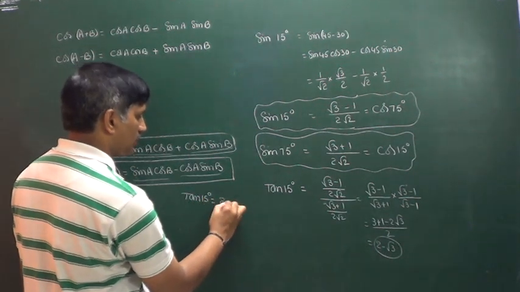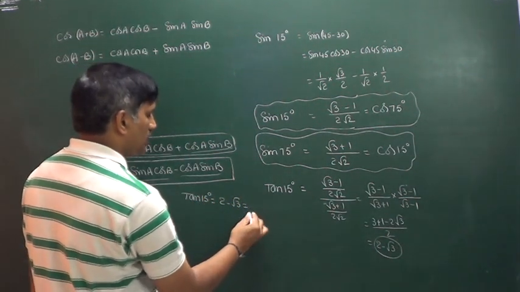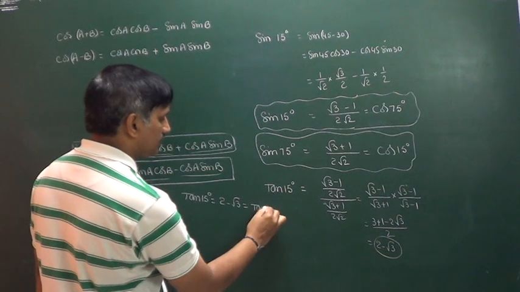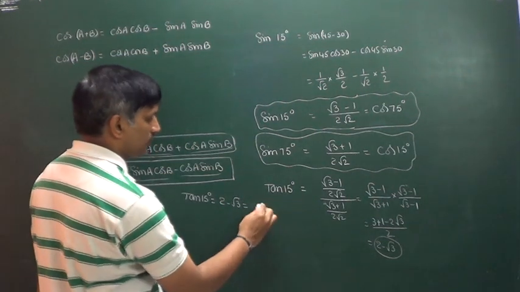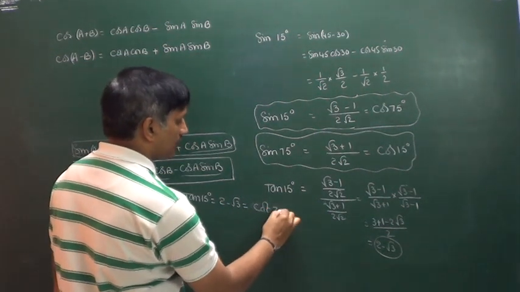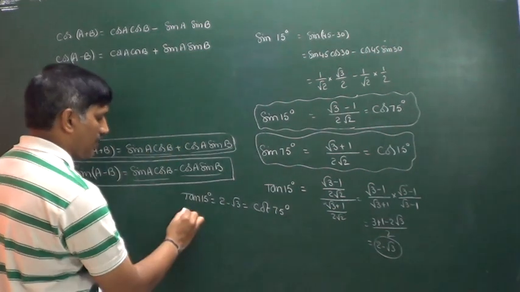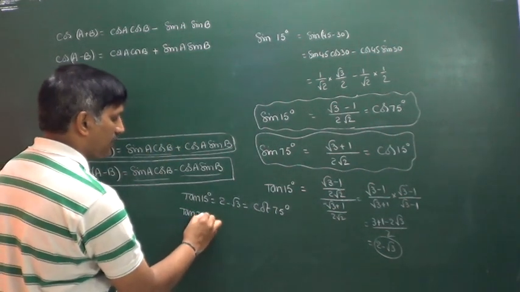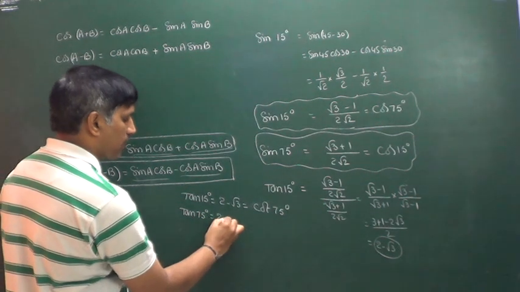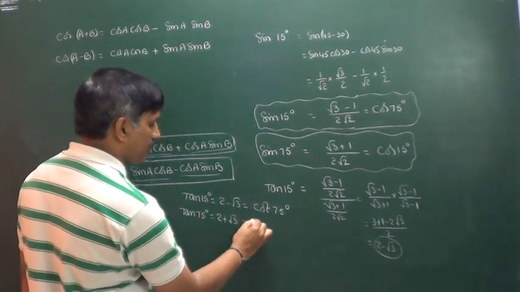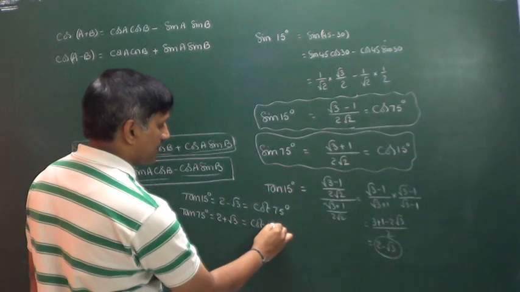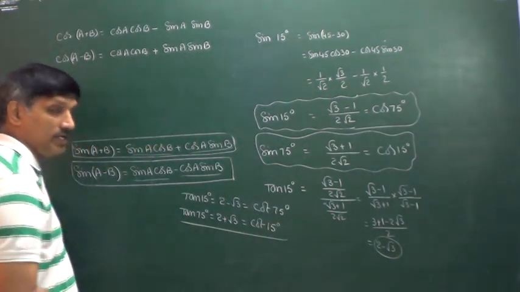Tan 15 degrees is equal to 2 minus root 3, which is the same as cot 75 degrees. At the same time, tan 75 degrees is equal to 2 plus root 3, which is the same as cot 15 degrees. That is another value figure.